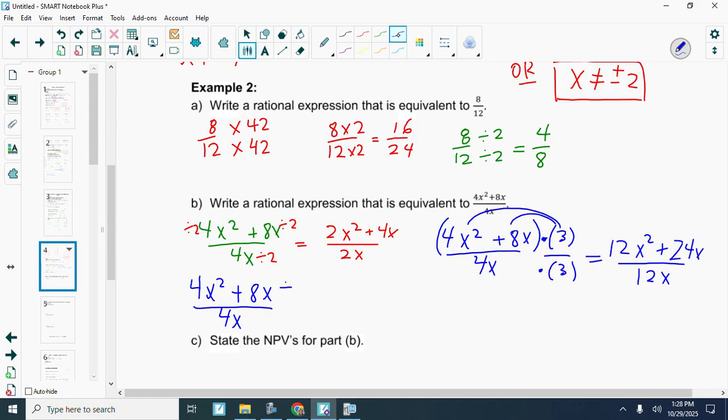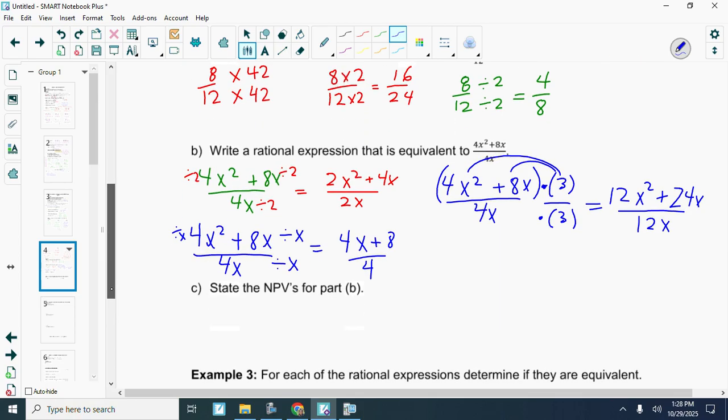So if we divided by x, just don't forget we have to divide everything by x. So this would be 4x plus 8 all over 4. If we divided everything by x, some of the x terms would drop out. We've played around with this because we're going to be using this later where we have to find equivalent expressions for our rational expressions.